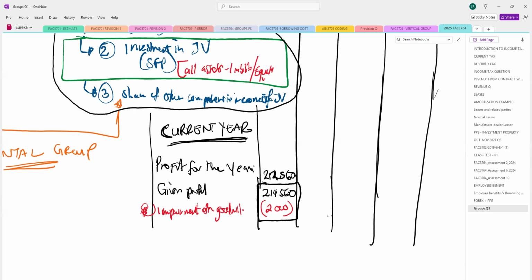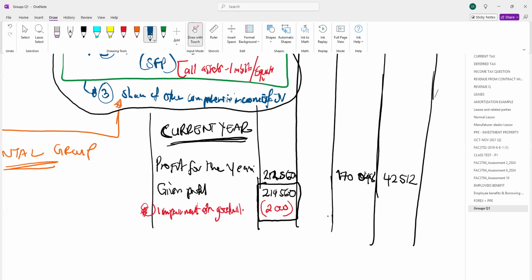This figure can then be apportioned to say multiplied by 80%. I'm now under since acquisition, so this will go 170 and 48, and then the non-controlling interest portion of 60. This is going to be 442, 512.